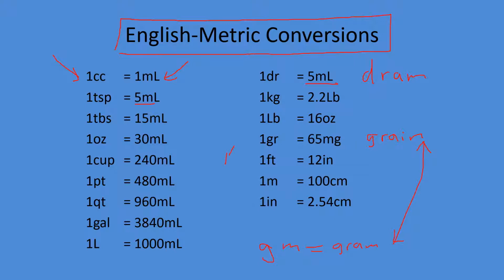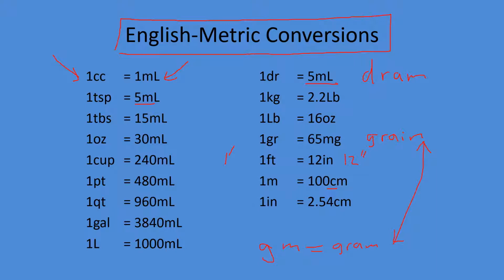Feet and inches. 1 foot, 12 inches. 1 tick mark is foot. 2 tick marks, inches. Meter, centi. There's that centi again. How many is in centi? 100. And then 1 inch is 2.54 centimeters. So these are the basic ones to get down in your memory.